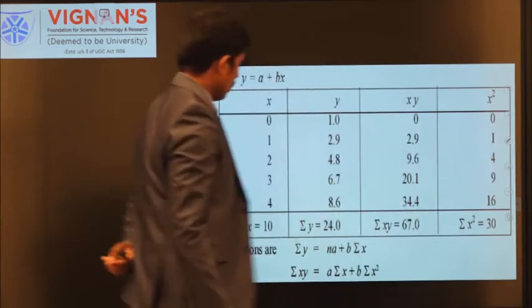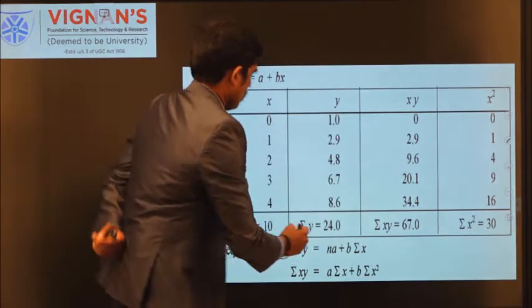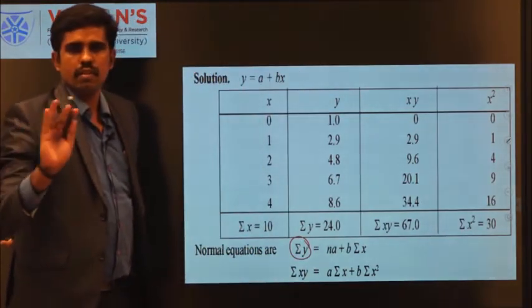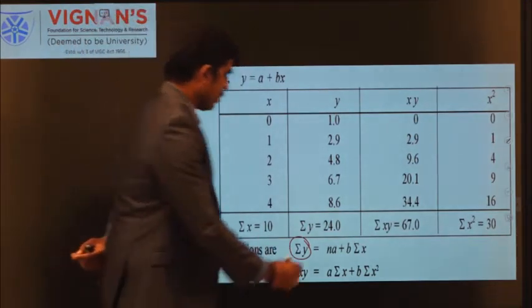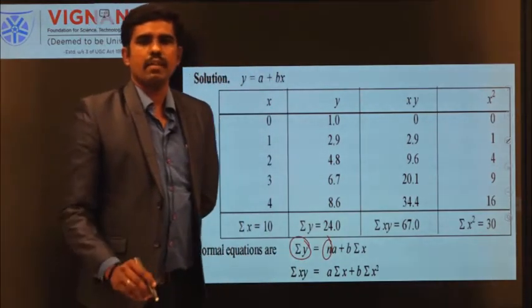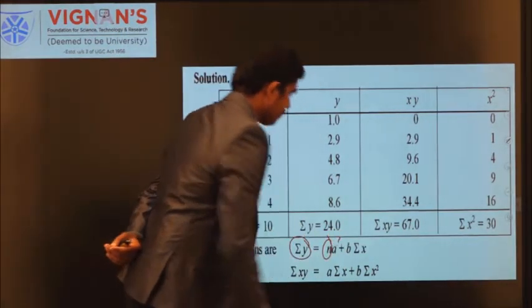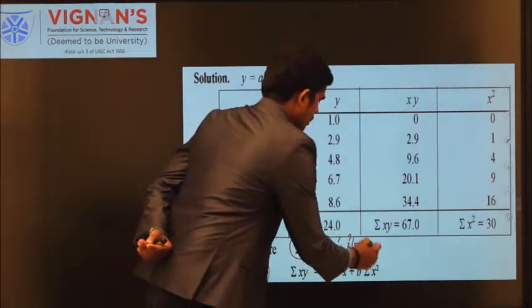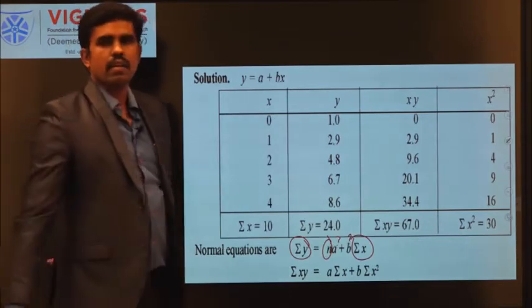Okay. What are all the values I need? From this, I need summation y. Actually, you will be given x value and y value. I want summation y. I know n, how many values are given to you. A and B are what I am going to find. I also need summation x from the table.